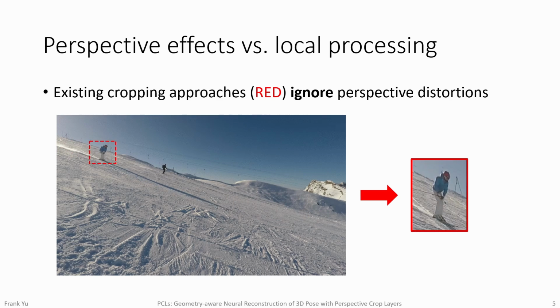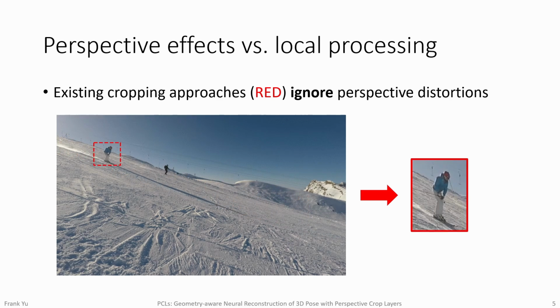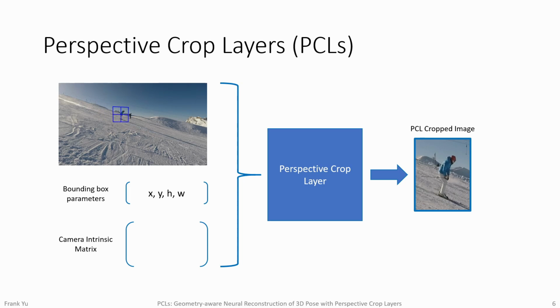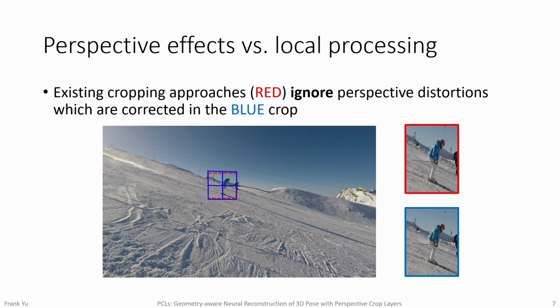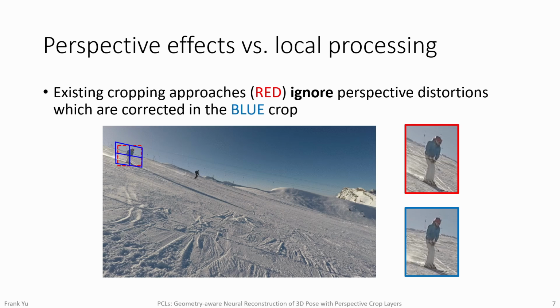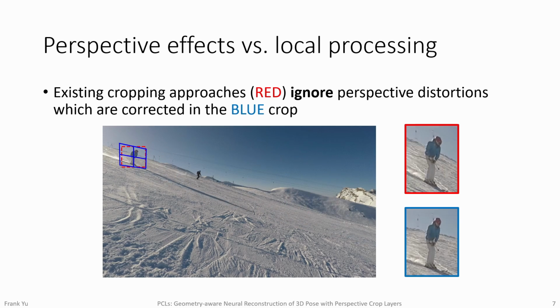This is due to the perspective effects that come from the image capturing process and depend on the camera's focal length. To address this issue, we propose perspective crop layers, or PCLs. Given an input image, the bounding box parameters for the region of interest, and the camera intrinsic matrix, PCLs produce a perspective-corrected crop of the image. Here we see a comparison between the perspective-corrected crop outlined in blue and the rectangular crop outlined in red. Unlike the rectangular crop, the skier is neither rotated nor distorted in the PCL crops.